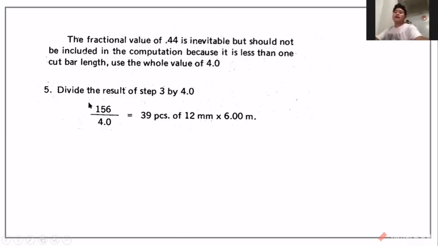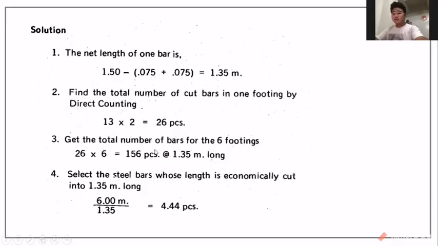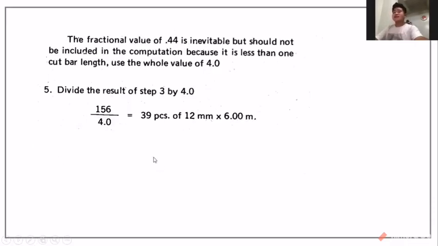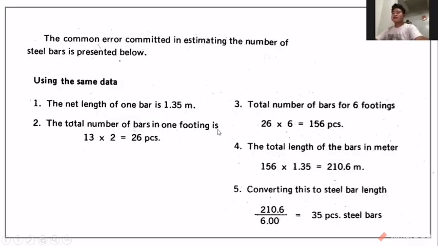So next is to divide the result of step 3 by 4.0. So the result of our step 3 is 156. So our 156 was divided by 4. So we have 39 pieces of 12 millimeter by 6 meter. So we need these 39 pieces of our steel bar, which is 12 millimeter by 6 meter.